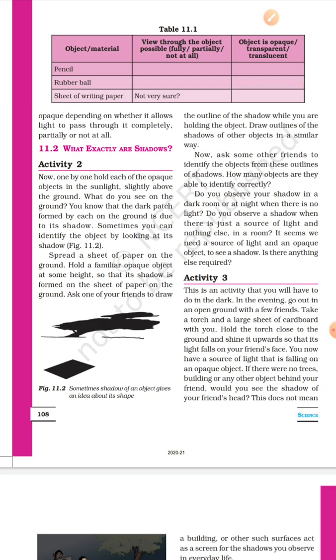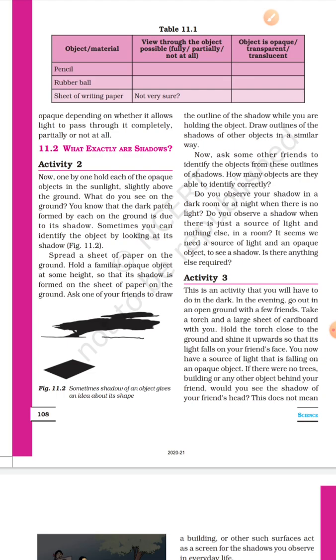What is the main thing behind it? These opaque objects block the light, so just behind them we can see the dark patches. These patches are called shadows. In this activity also we are doing the same thing. Spread a sheet of paper on the ground. Hold a familiar opaque object at some height so that its shadow is formed on the sheet of paper on the ground, and ask one of your friends to draw the outline of the shadow while you are holding the object.